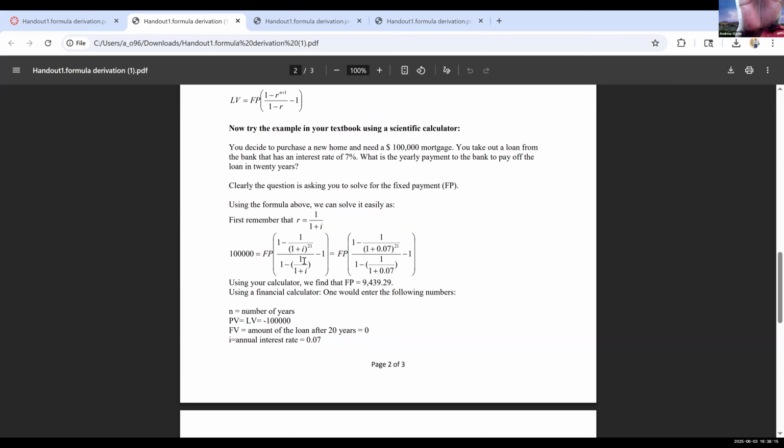So you say, now try. You decide to purchase a new home and you need a $100,000 mortgage. That's what the question says. You take out a loan from the bank that has an interest rate of 7% per year. What is the yearly payment to the bank to pay off the loan in 20 years? So N is 20. It's a 20-year mortgage.